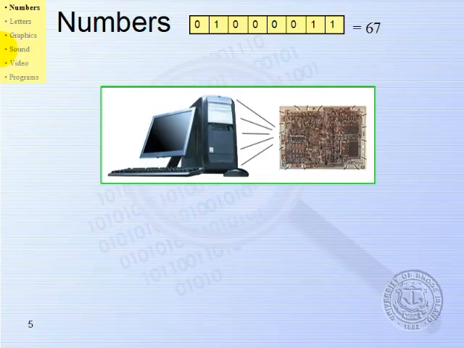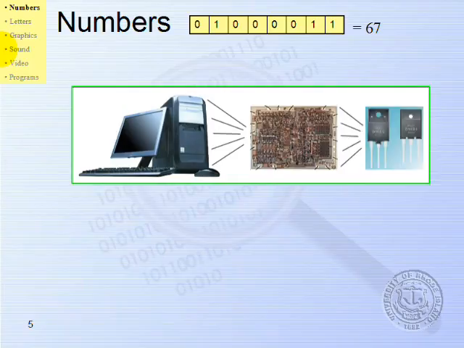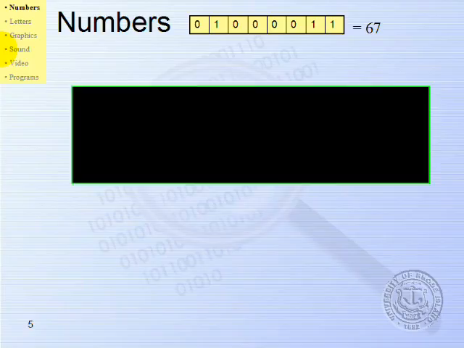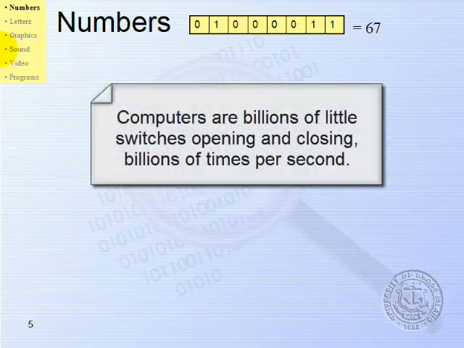Now we'll see when we discuss hardware later on that these aren't physical switches. They're not little switches opening and closing inside of a computer. They're actually represented by something called a transistor, which is a solid-state device. It doesn't have a moving part, but it can block the flow of current or allow the current to flow, essentially acting as a switch. So keep in mind that in their essence, computers are billions of these little switches opening and closing billions of times per second.